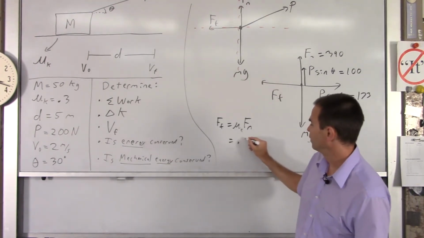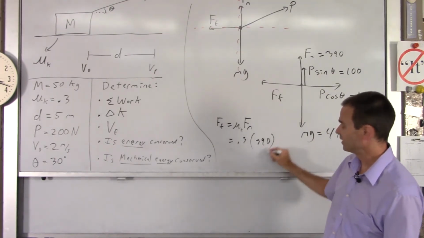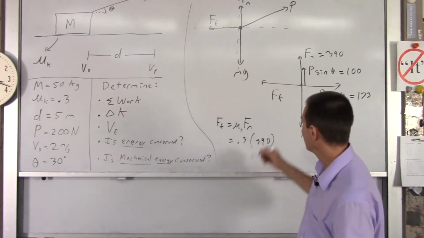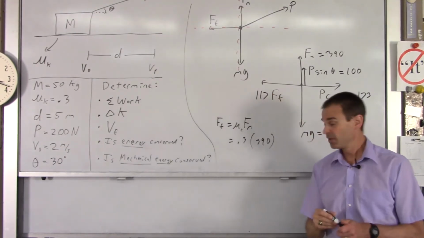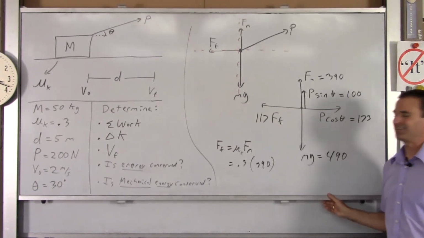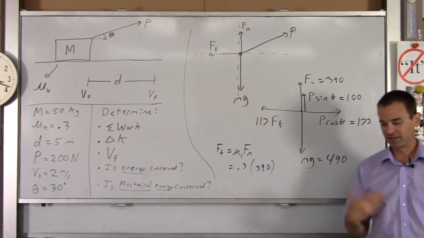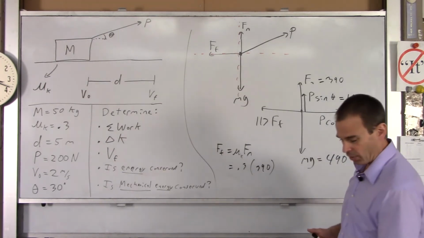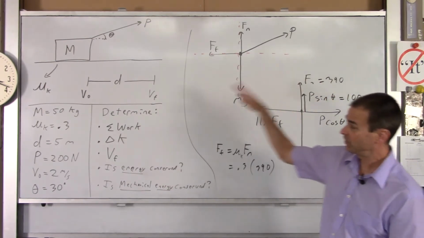Mu sub k is given as 0.3 in the problem, and Fn we just figured out. You got 390. You take 0.3 times 390, you get about 117 newtons. Honestly, that's probably one of the hardest parts of the problem: figuring out all the forces and getting numbers for them. We haven't done any of this yet, but you have to be able to do this to get all this.